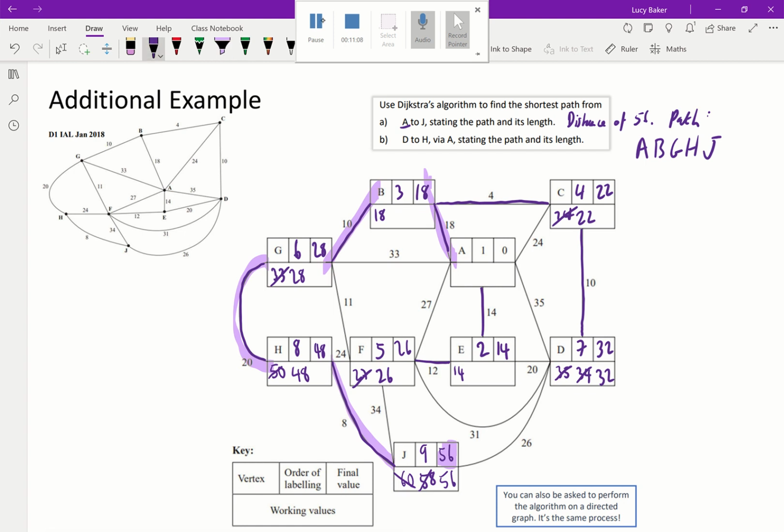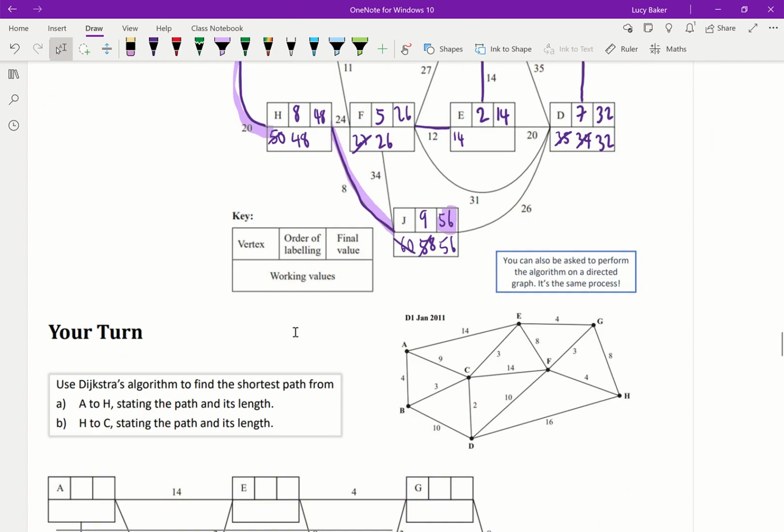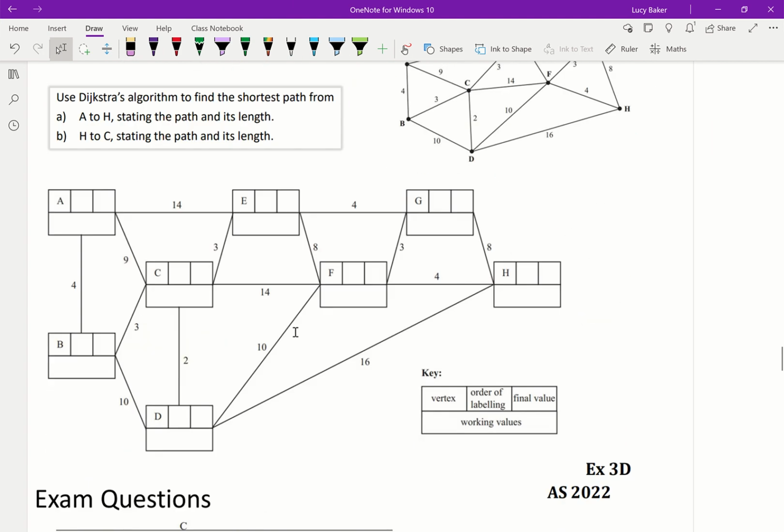Part B is a bit interesting because we haven't seen this yet. So now we want to know the shortest path from D to H via A, stating the path and its length. You know what, I think we'll leave that bit for next time, because let's just deal with the general diagram and going from A to J in this case. I think that's enough for today. Equally, let's ignore part B over here.